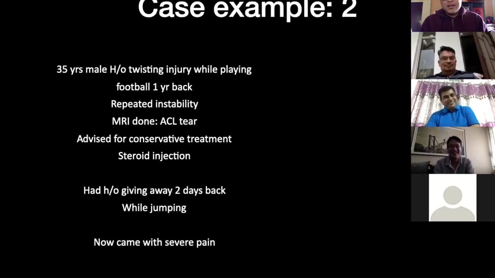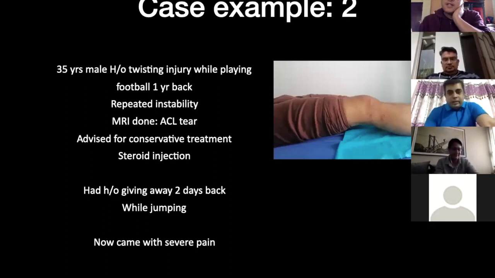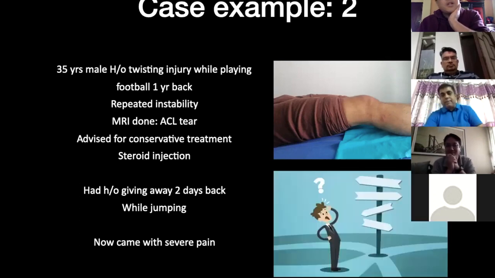Everything is wrong. So this was his knee. This was the picture of his knee. Navin sir, does this picture of his knee corroborate your suspicion, sir? Yeah, probably you can see there's a fixed flexion deformity on the right side, on the same knee. And there's a locked knee. Absolutely correct. So how would you approach this condition, sir?